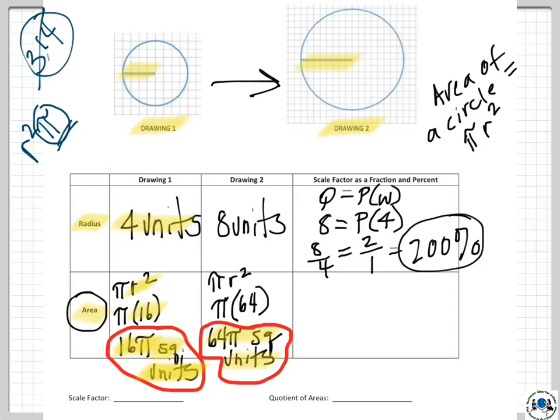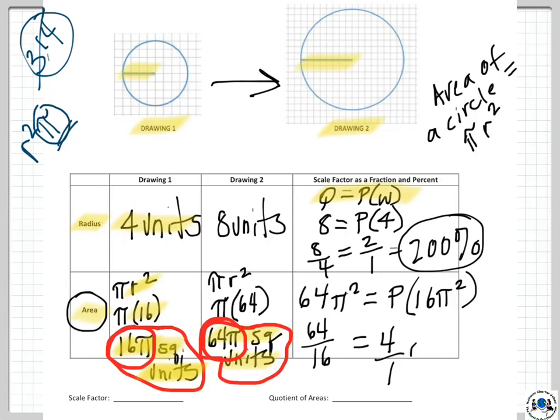And it's a little bit more clear now to the point we're trying to prove, as you can see, when we go ahead and create our scale factor, or our quotient of areas. You can see that this 16 is going to compare well with this 64, whereas otherwise it wouldn't have been as clean. Okay, so we go ahead and do that, and we have 64 pi equals P times 16 pi, and 64 over 16 equals 4 over 1, or 400%. Okay, and so 400% is the scale factor going from the area of drawing 1 to the area of drawing 2. Okay, all right, so we're down here.